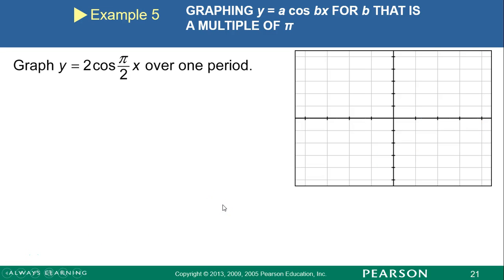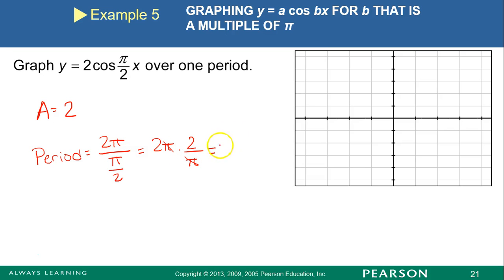Okay, let's look at this one real quick. Here we have an amplitude of absolute value of 2, so 2, and a period of 2 pi over pi over 2. Okay, what happens here is our pi's end up canceling, and we get 4. Whenever we have a multiple of pi inside our cosine or sine functions, we actually will end up numbering our x-axis here with integer numbers. So one full period is 4.